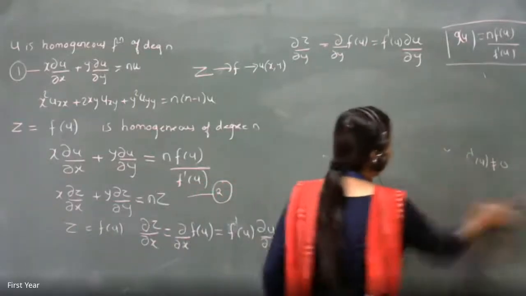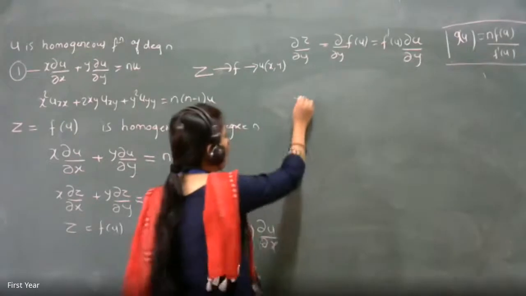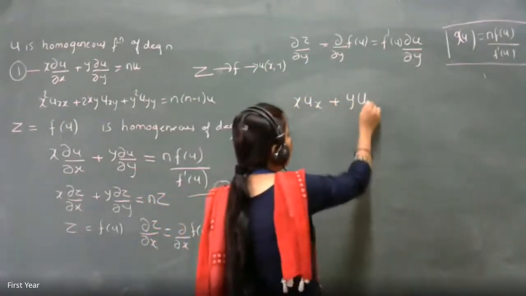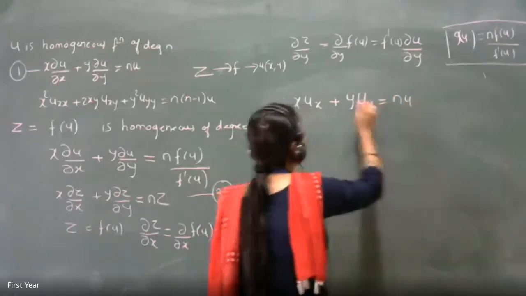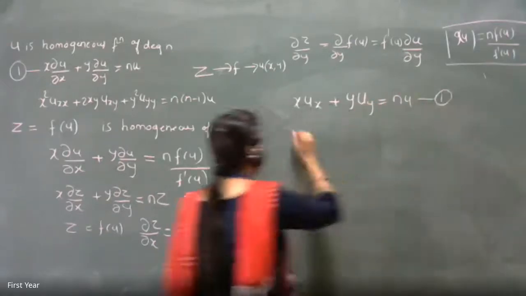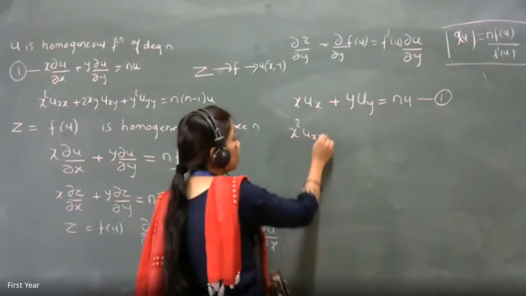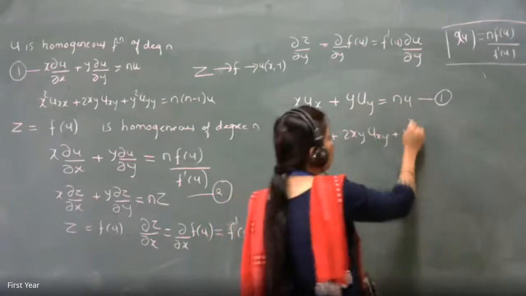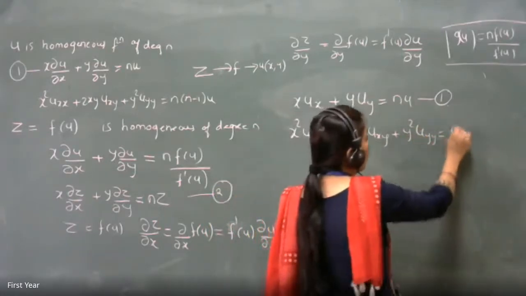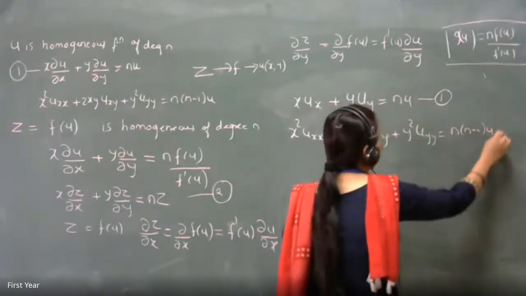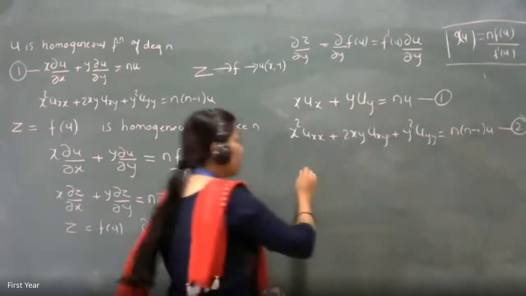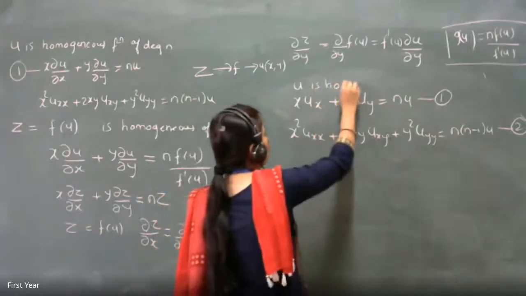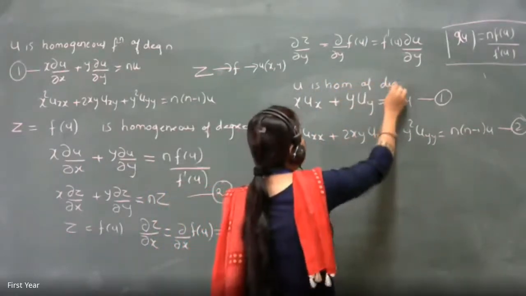I'll write down all the 4 formulas and then we'll see the examples of it. x ux plus y uy is equal to n into u. This is the first one. Second is x square uxx plus 2xy uxy plus y square uyy is equal to n into n minus 1 u. This is equation 2. This is the answer where u is homogeneous of degree n.